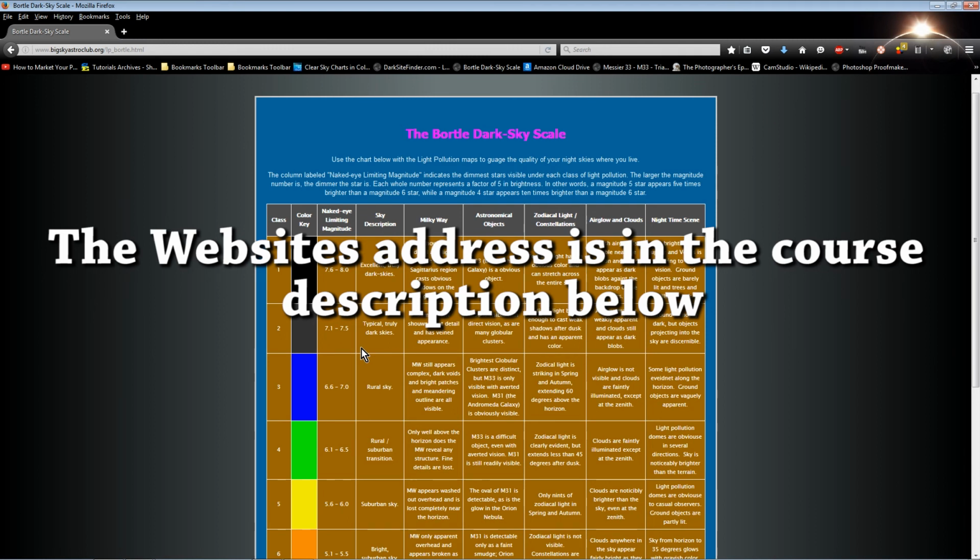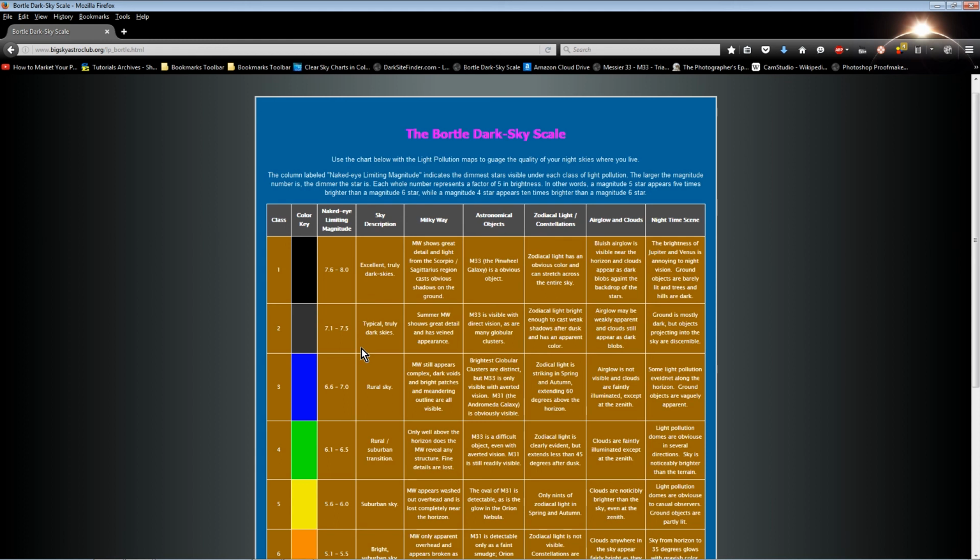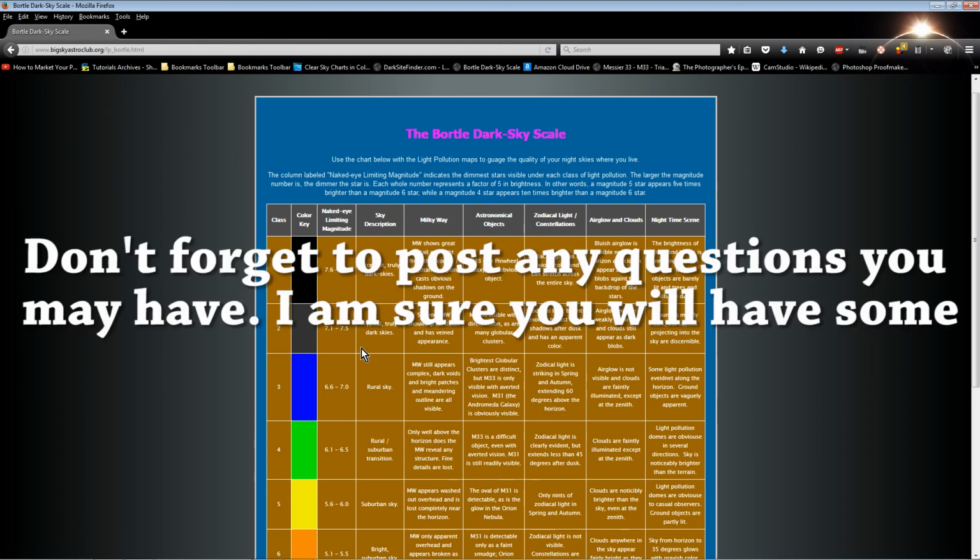In the next lesson, I will take you over a map that actually shows all the areas in the world, not just the US, anywhere in the world where you might be able to find dark skies, and it will be color coded according to the Bortle sky scale.